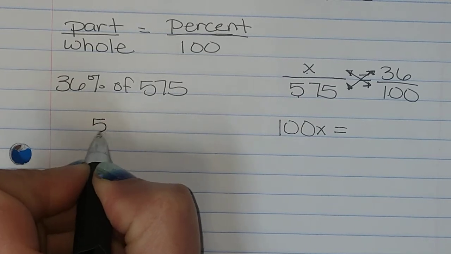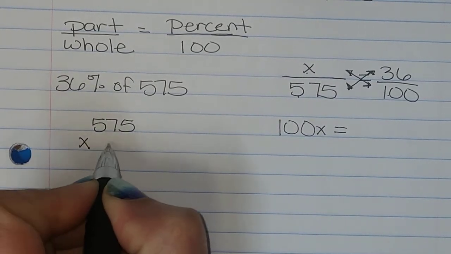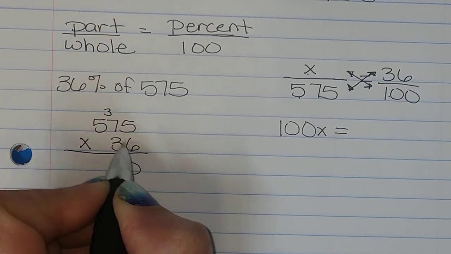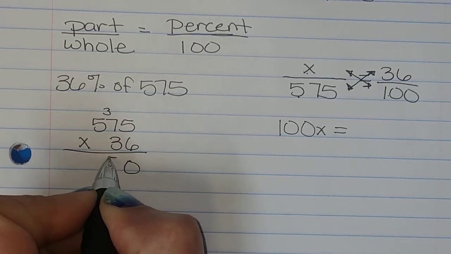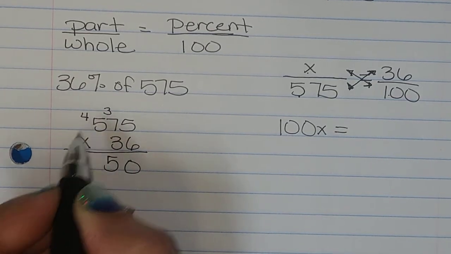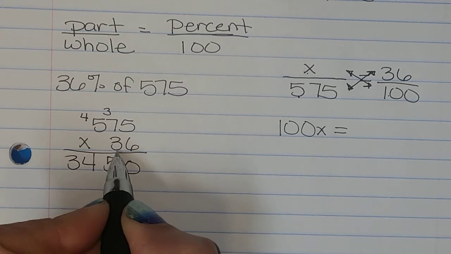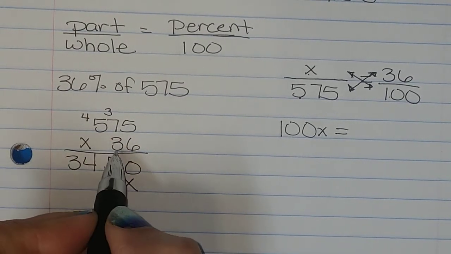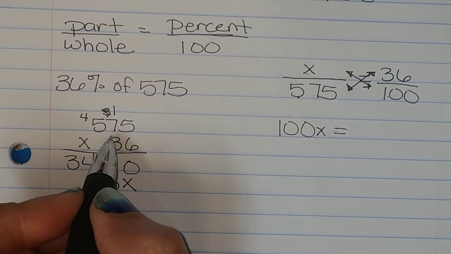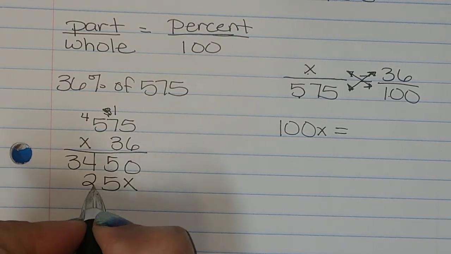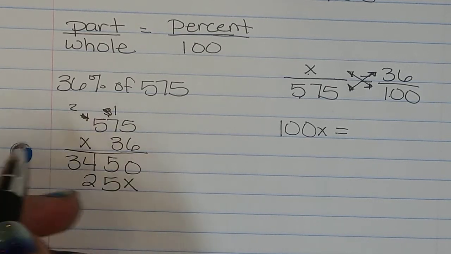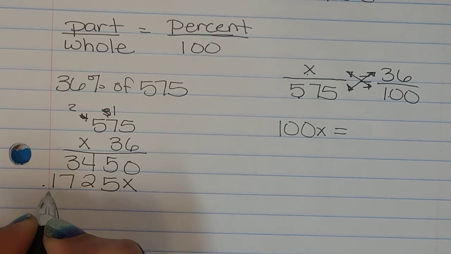Let's do the math. 575 multiplied by 36. 6 times 5 is 30. Regroup. 6 times 7 is 42 plus 3 is 45. Regroup. 6 times 5 is 30 plus 4 is 34. Moving over to our tens, so we put our placeholder. 3 times 5 is 15. Regroup. 3 times 7 is 21 plus 1 is 22. With some regrouping, 15 plus 2 is 17. Got a little ahead of myself.